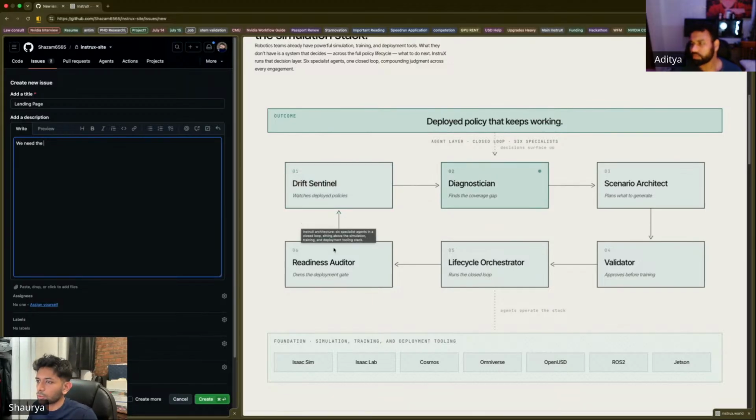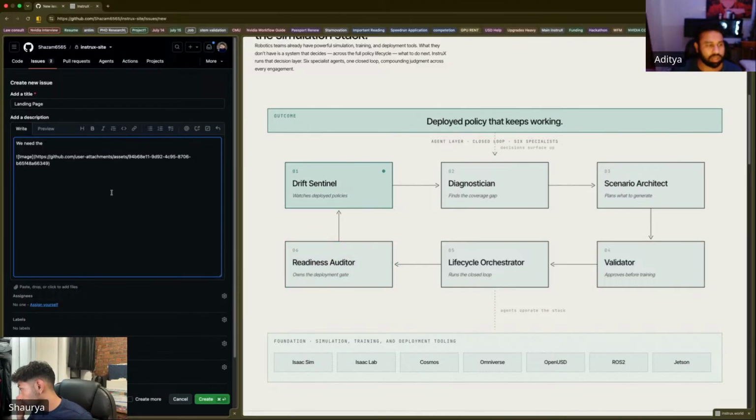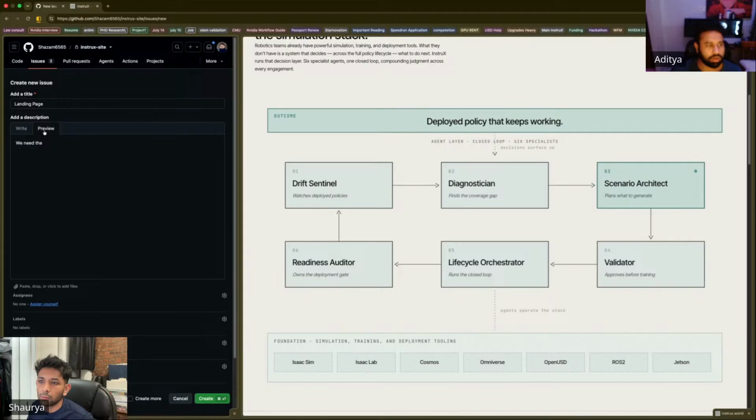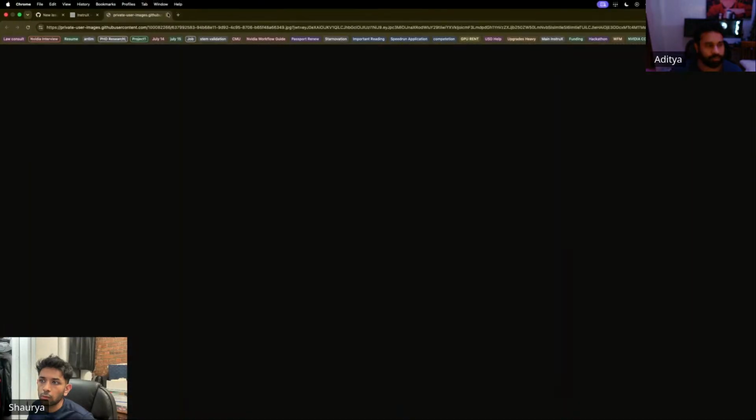Can we attach a screenshot in the issues? Yes, we can. Paste. Oh, okay. It's gonna be in your user attachments. Once you create it, it's gonna pick it up directly. Go to preview, you can see it, I guess. Click on preview.